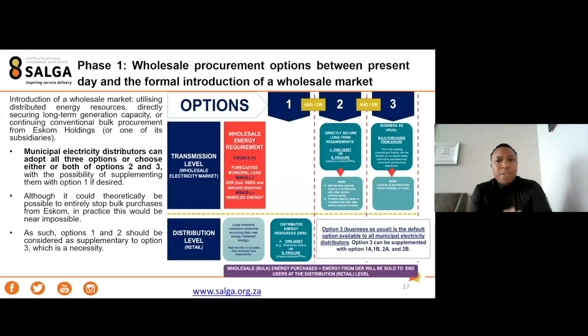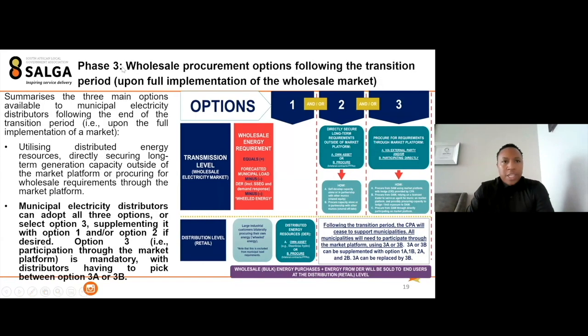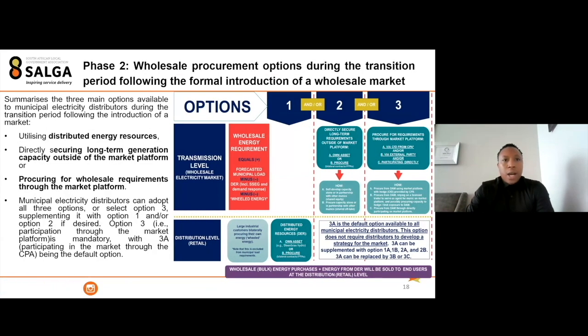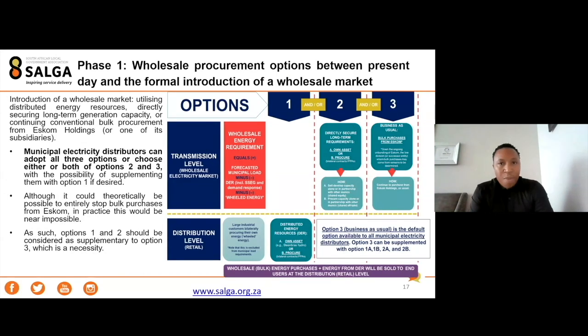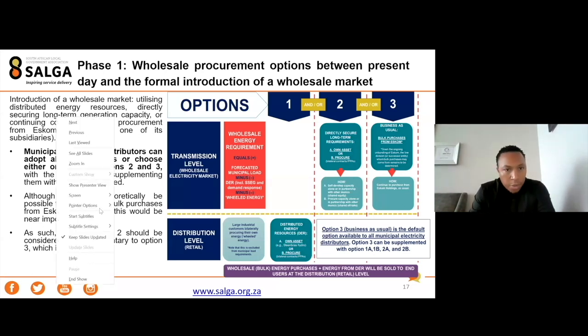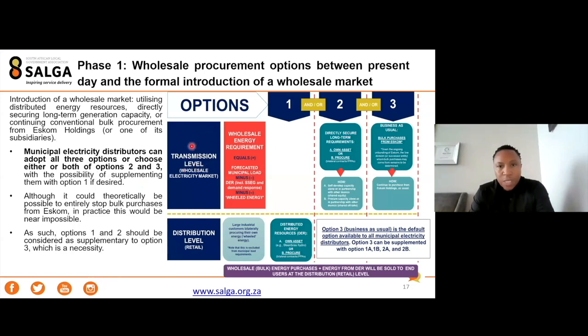So in terms of phase one, and I'm going to go through this quickly, phase one of the transition towards the market, where there's a formal introduction of a wholesale market. So you see, let me just use the pointer. Okay, so as you can see here, there's going to be the transmission company, the market operator, and then distributors and retailers.